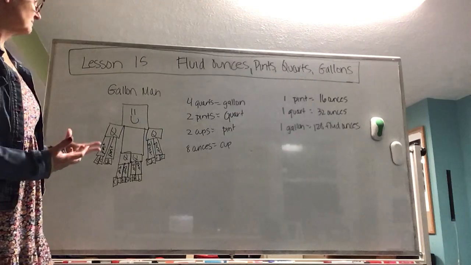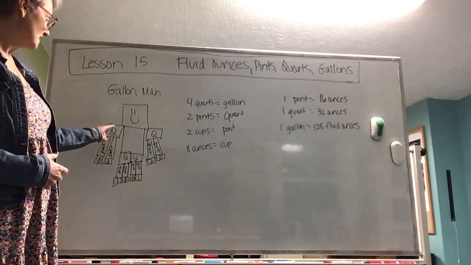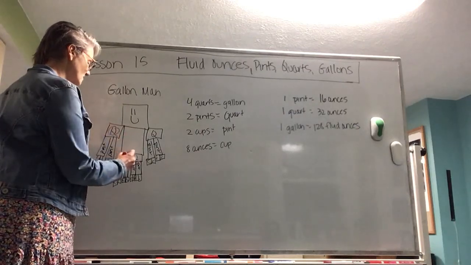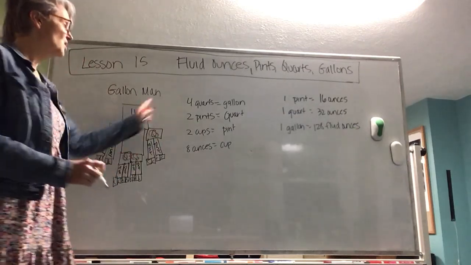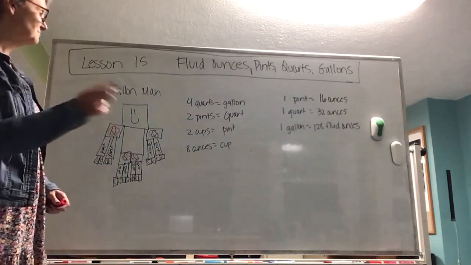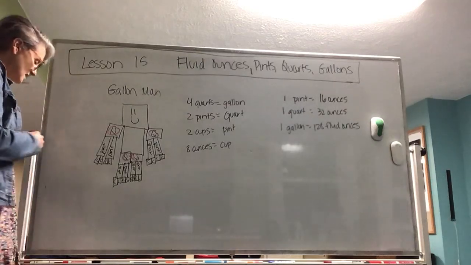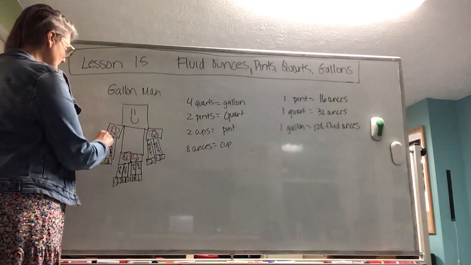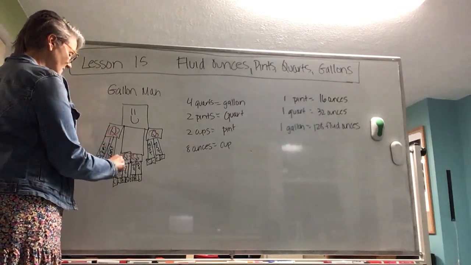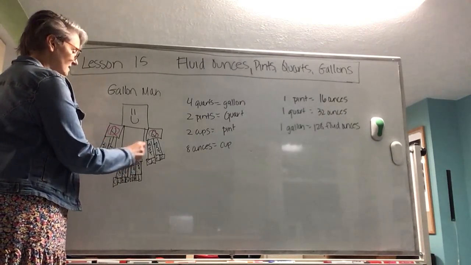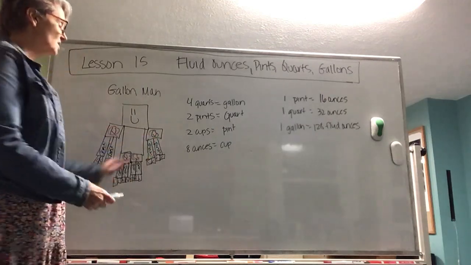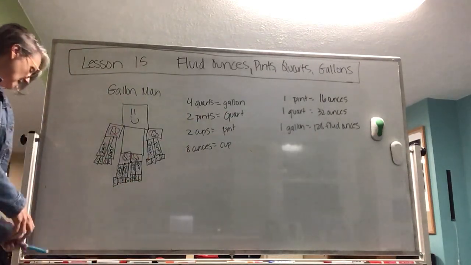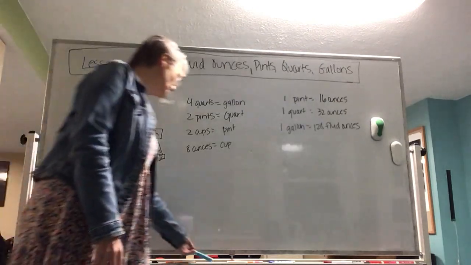The point with Gallon Man is that he has 4 quarts in him. As you will see, here's a quart, here's a quart, here's a quart, and here's a quart. So 4 quarts make 1 gallon. But you knew that. Then each quart, I'm going to pick a different color, is made up of pints. You get the point. 2 pints make 1 quart. And then each pint is made up of 2 cups.